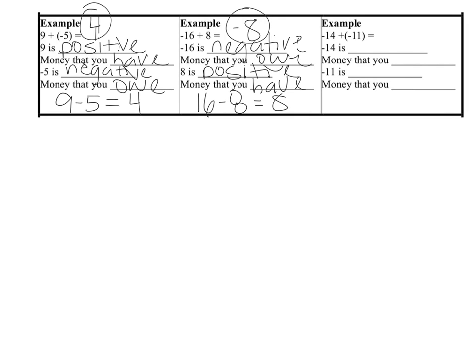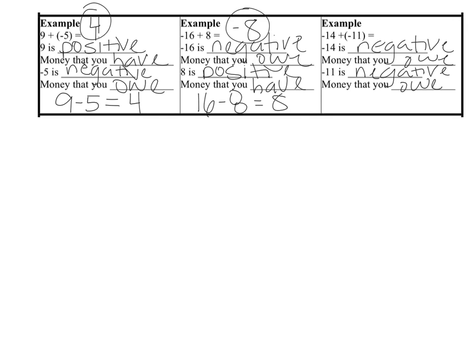All right, and our last example here, negative 14 plus negative 11. Negative 14 is negative, so that's money that you owe. Negative 11 is negative, and that's also money that you owe. So it sounds to me like you owe me a lot of money, and we need to figure out all together how much you owe me.